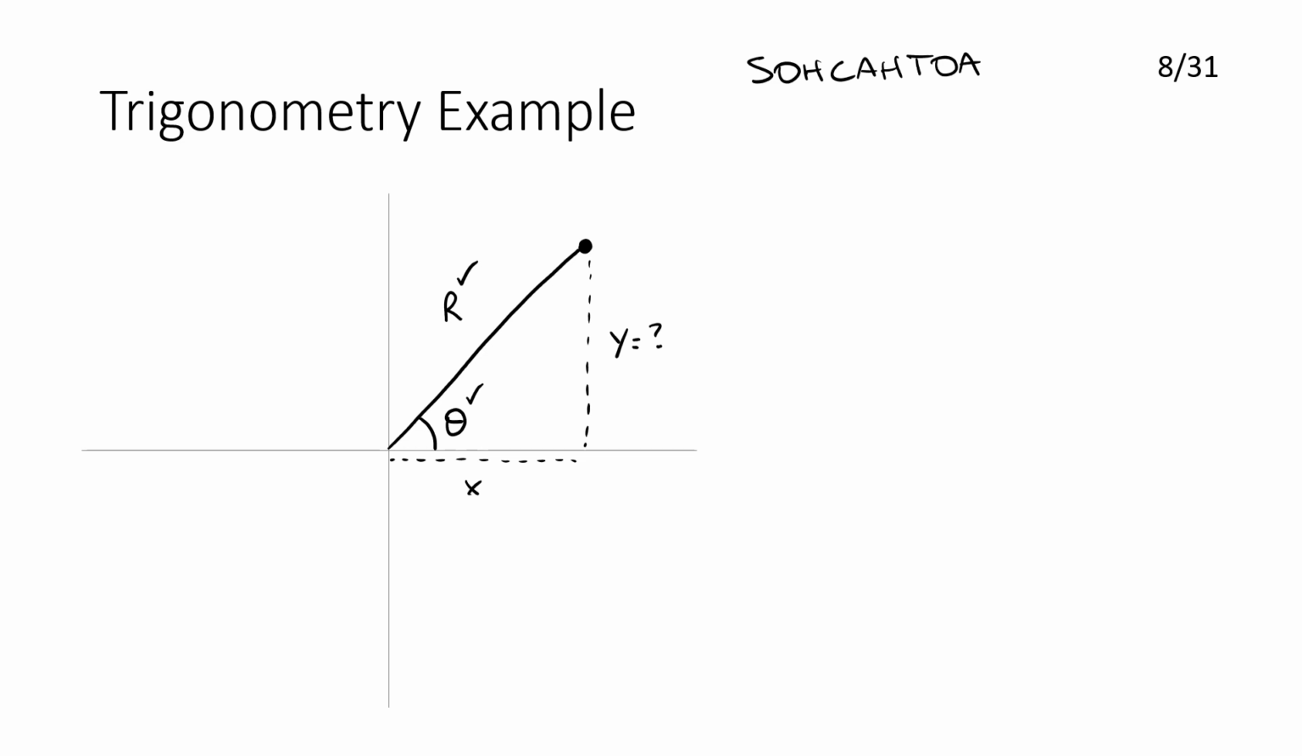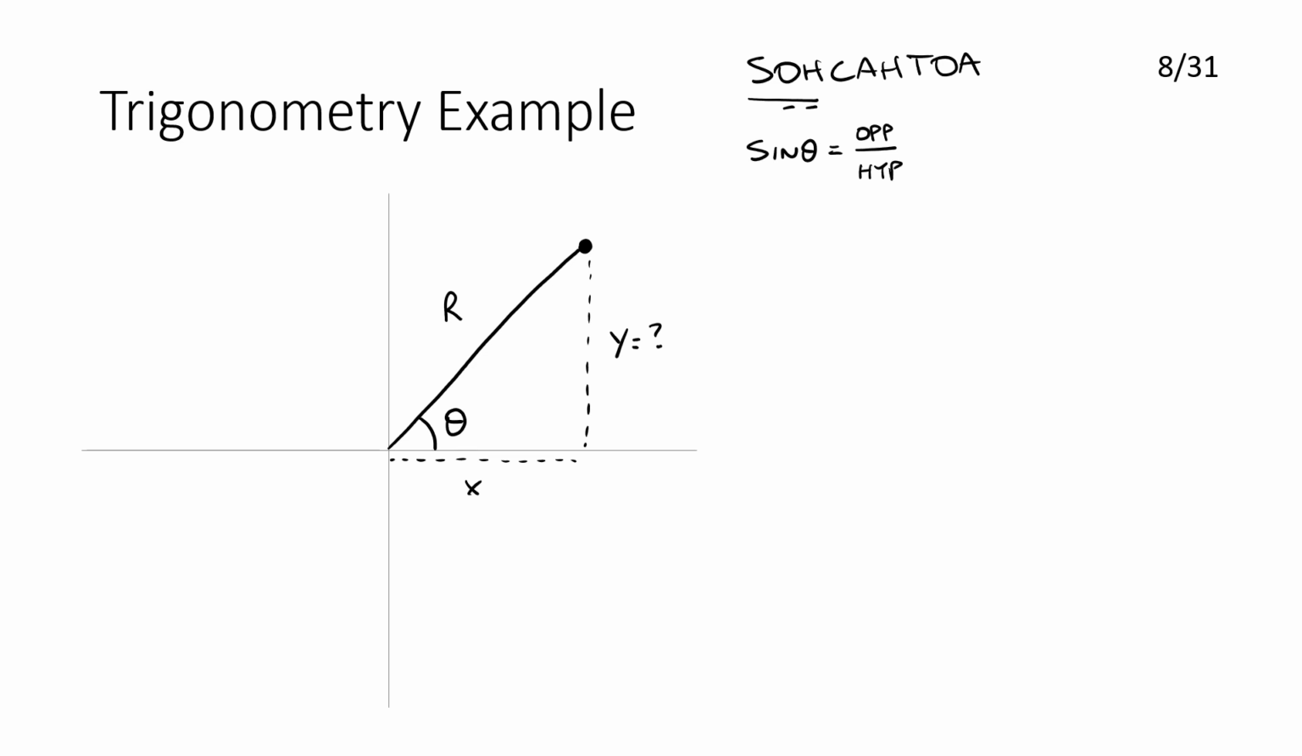Let me get rid of those check marks. So I have these three values, but I want to solve for y. That's where we're going to start using SOHCAHTOA. So this first term right here, SOH, that is just saying sine of the angle is equal to the other two, OH, opposite over hypotenuse.